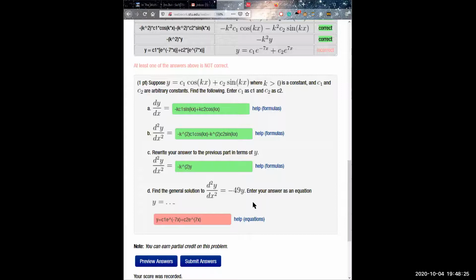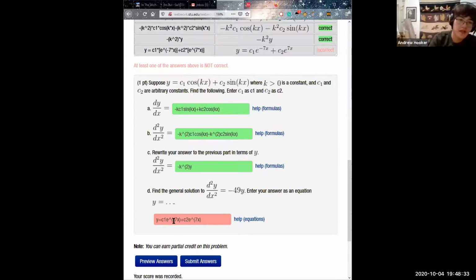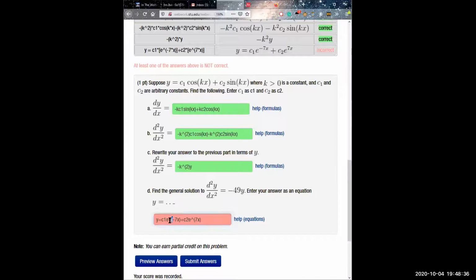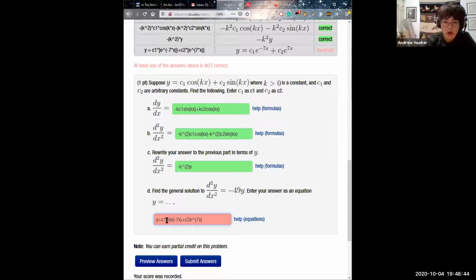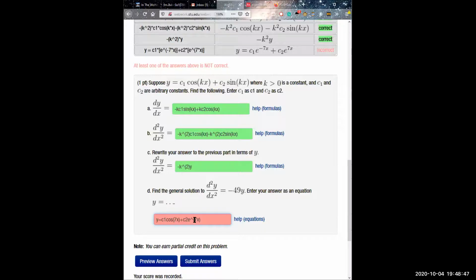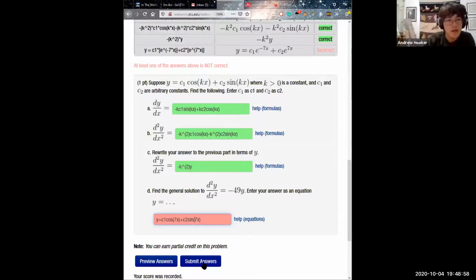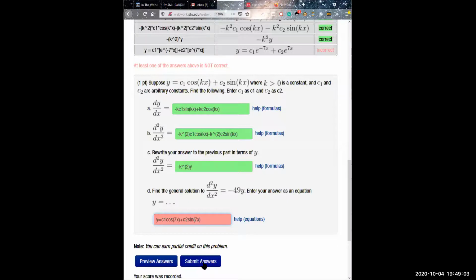Oh, I think I got it. It's not e to the 7x. It's cosine. Oh, so it's cosine of 7x? It's supposed to be c1 times cosine 7x plus c2 times sine 7x. So there's no negatives? There's no negatives. Okay. Try that one. Because it's supposed to be related to the one you have up top. Yeah, looking at B, that's the way it was. K was 7. Did you input it?